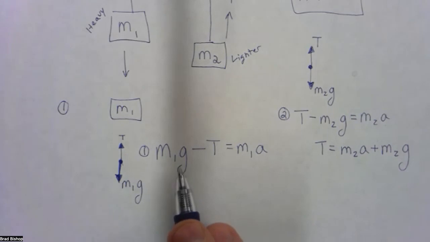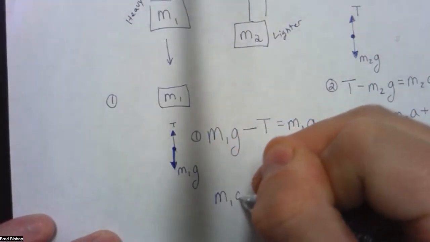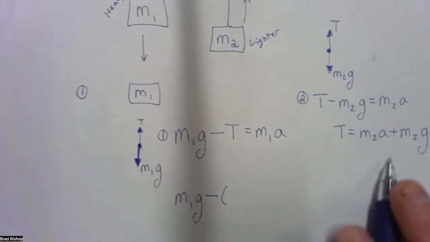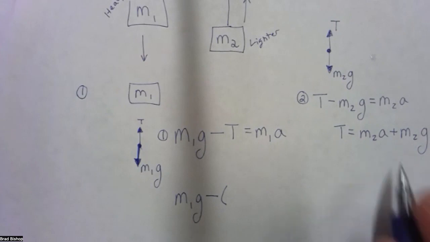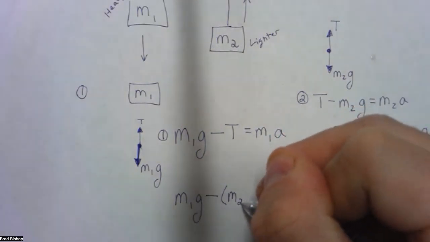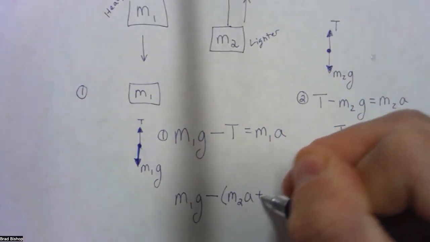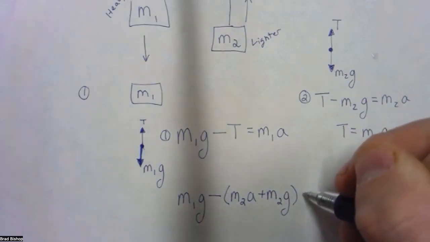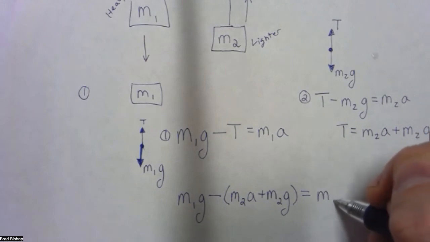So let's rewrite equation 1. M1G minus, and instead of T, what am I going to write? My expression over here: M2A plus M2G, equals M1A.